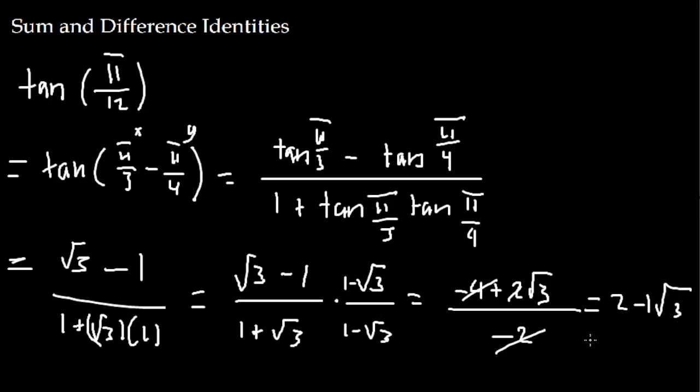Since we don't need to write negative 1 anymore, it's just gonna be 2 minus square root of 3. Now, this is our final answer for tangent of pi over 12. Tapos gamitin natin yung calculator natin, it will give the same answer. 2 minus square root of 3.